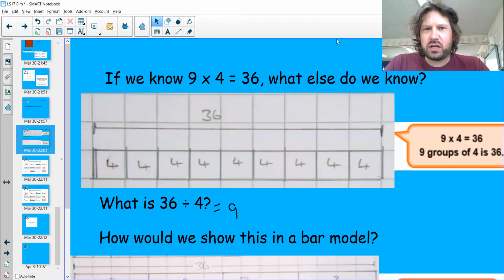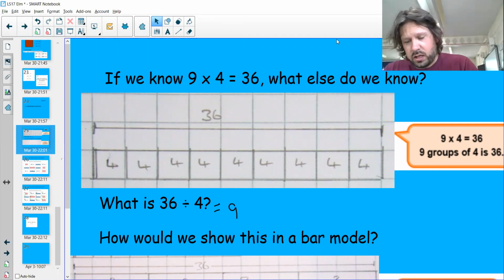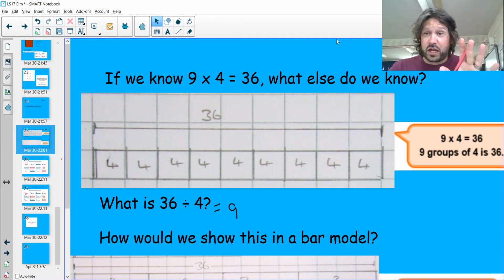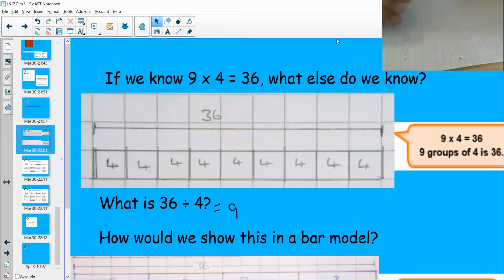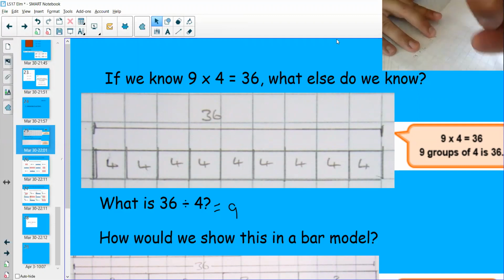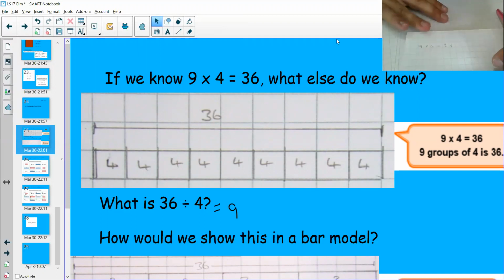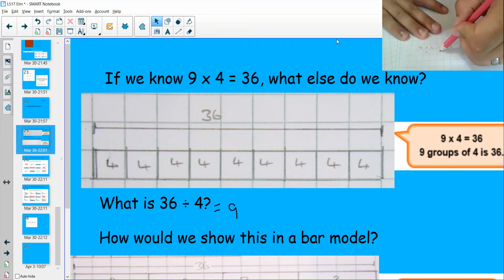If we know that 9 times 4 is 36, what else do we know? That's a quick question for you. 9 times 4 is 36, so we should be able to answer very quickly. If you have to think too much, you are probably working far too hard. There we go.